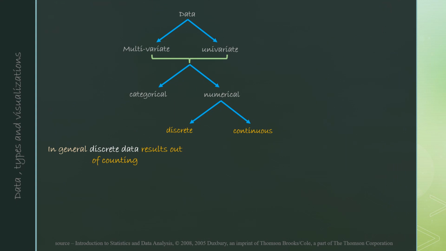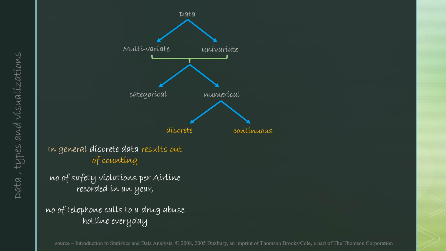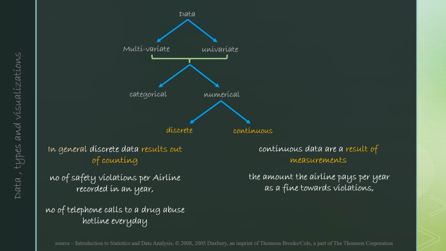In general, discrete data results out of counting. For example, number of safety violations per airline recorded in a year, number of telephone calls to a drug abuse hotline every day, etc. While continuous data are a result of measurements. For example, the amount the airline pays per year as a fine towards violations, GDP per capita per country, etc.